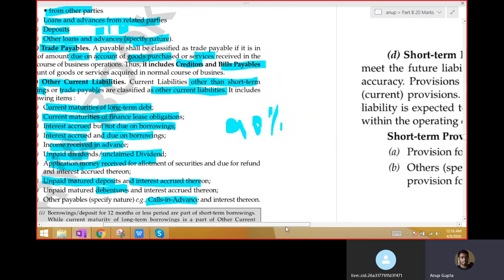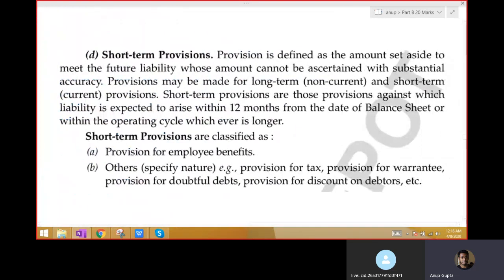Let us discuss what are short-term provisions. First of all, let us understand what a provision is. A provision is defined as the amount that is set aside for a future liability whose amount cannot be predicted with substantial accuracy. You cannot be accurate in predicting the future liability. These provisions can be long term and short term. The long term was already discussed in non-current liabilities, and the short term will be discussed in this topic.